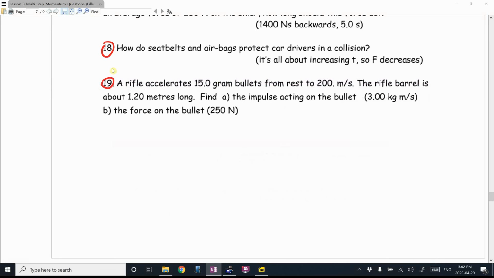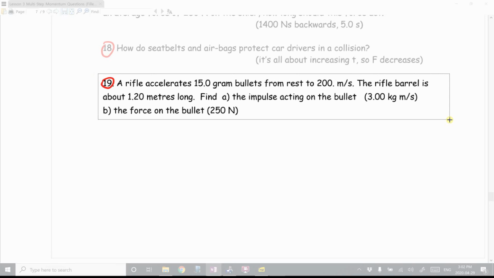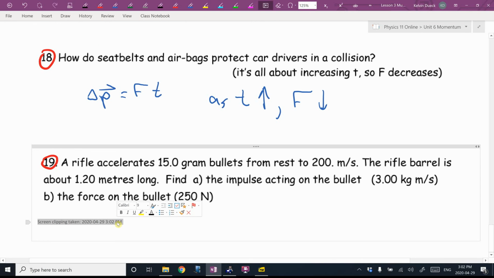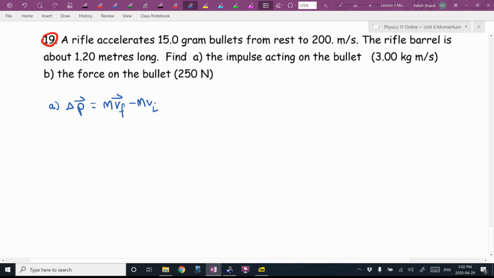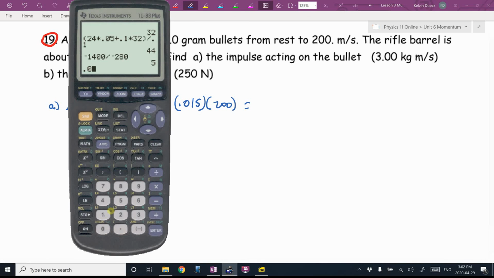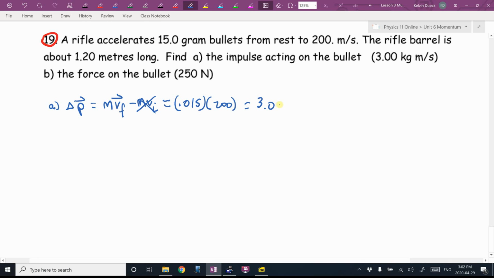Number 19. Wants me to find the impulse acting on the bullet. Oh, that's not too bad. Impulse, another word for which is change in momentum. It's going to be delta P, and it looks like I'm going to go mv final minus mv initial because I see a final and an initial velocity. It's going to be 0.015 times 200. From rest, so initial is going to be 0. 0.015 times 200, probably 30, isn't it? 3, sorry, I was off by a decimal. 3.0 kilogram meters per second.